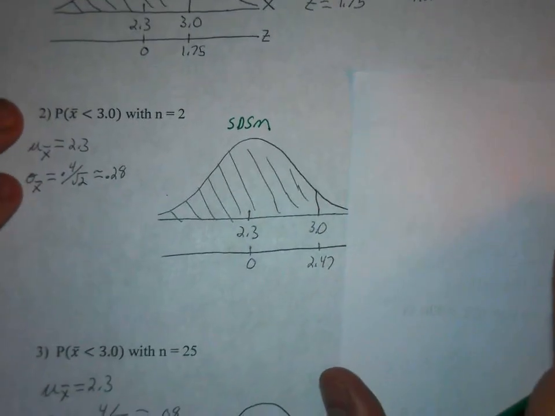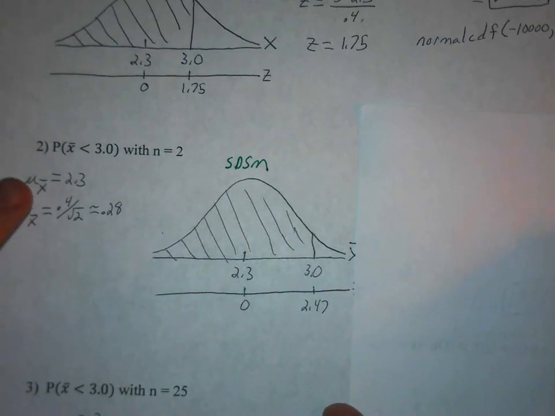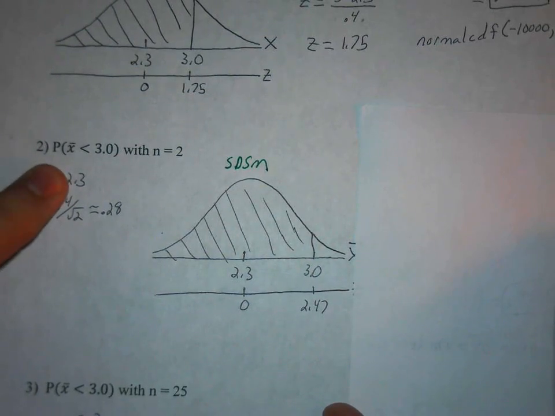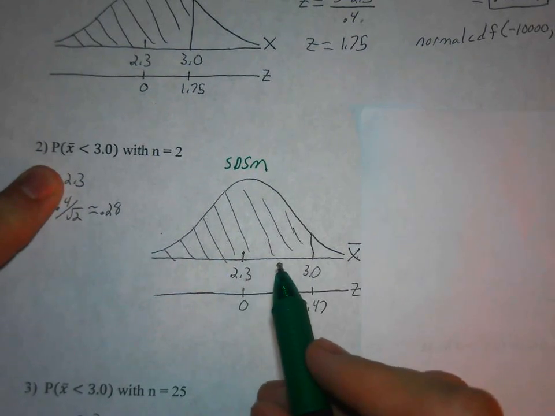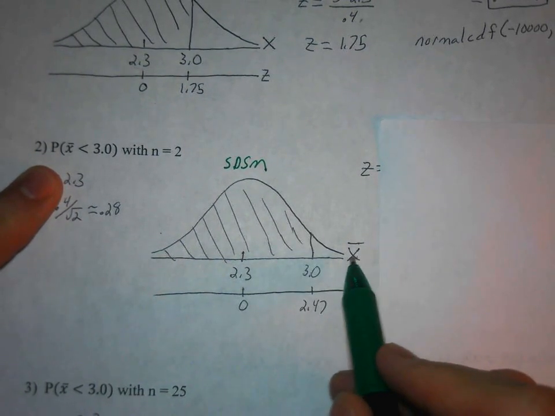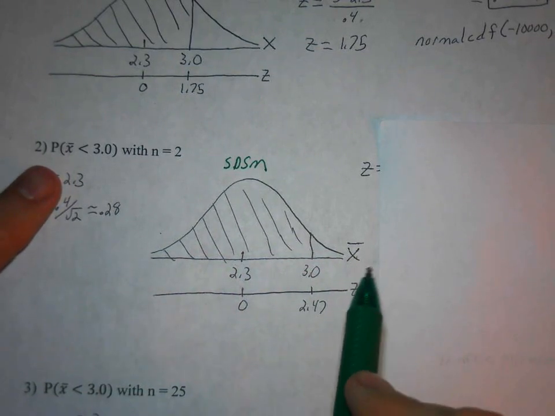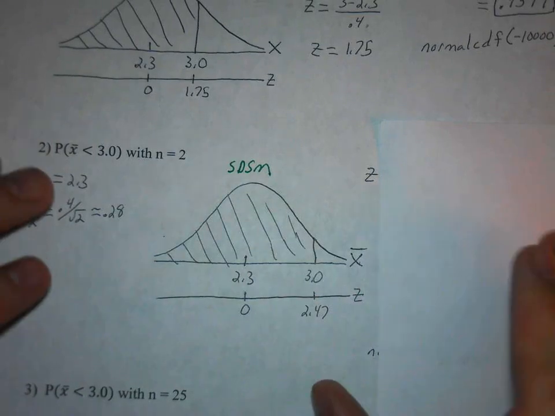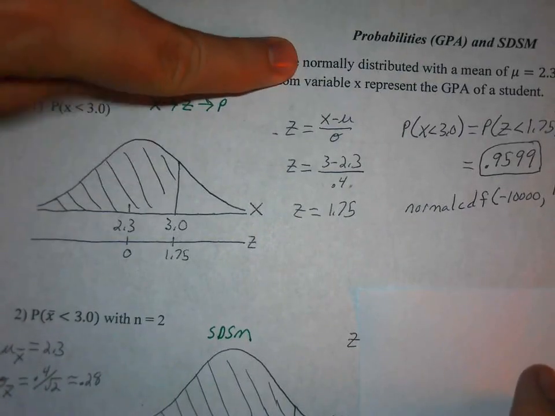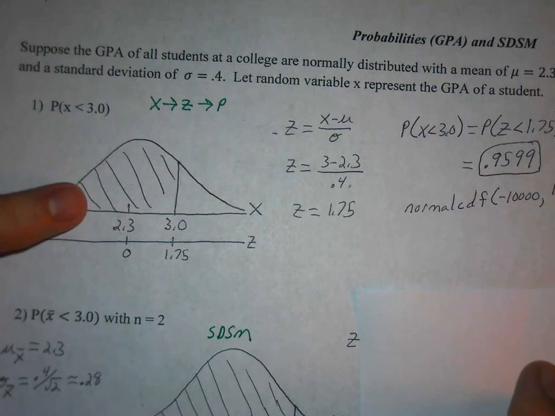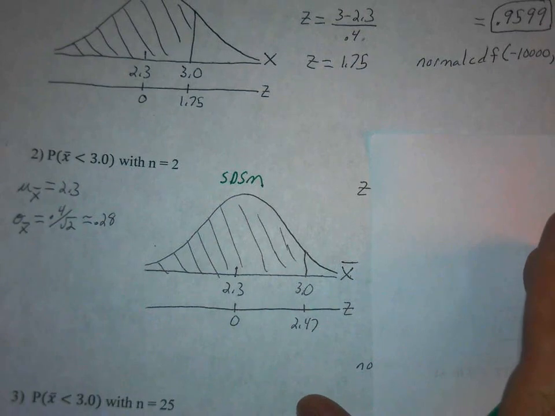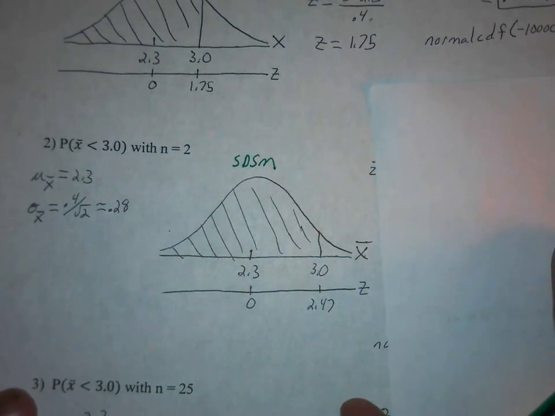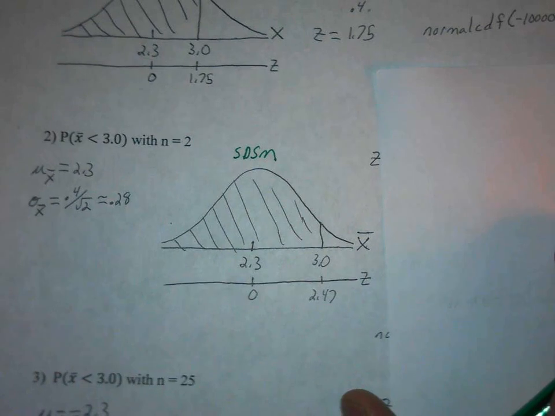The way that we find our SDSM: the mean of the sample means is equal to the mean of the original, so 2.3 is in the center. We know that the x bar distribution, notice I have x bar now instead of x, is going to be normally distributed because the central limit theorem says if we start with a normal, the x distribution is normal, we're going to end with a normal no matter what your sample size is. So we know we have a normal distribution for the x bar.